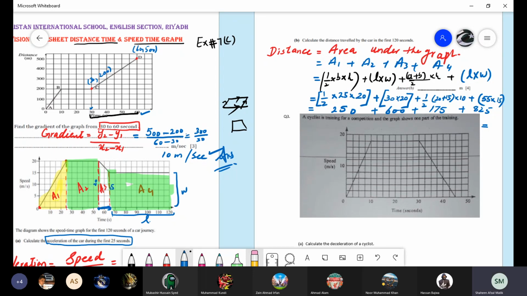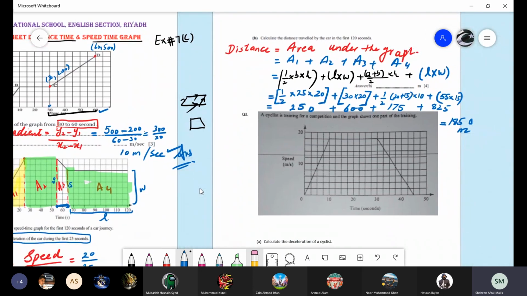Yes, boys, what's the answer? It's 1850. It is 1850 meters. This is the distance answer. So the second question is done too.